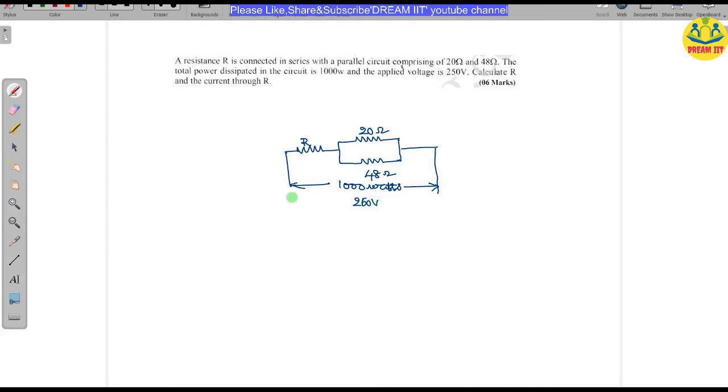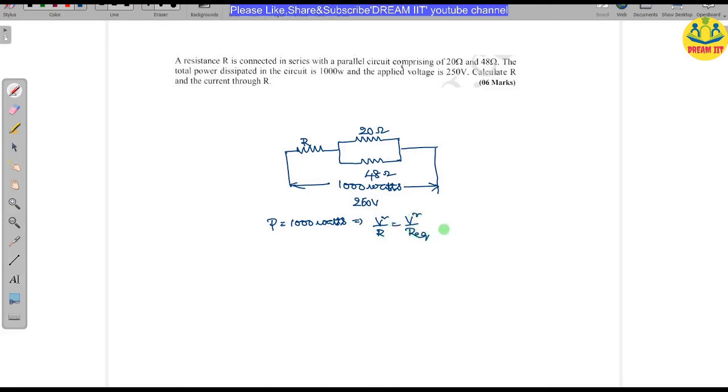The applied voltage is given as 250 volts. Calculate the R and current through R. So for power consumed in the entire circuit, it is given as 1000 watts. So power can be written as V square by R equivalent.